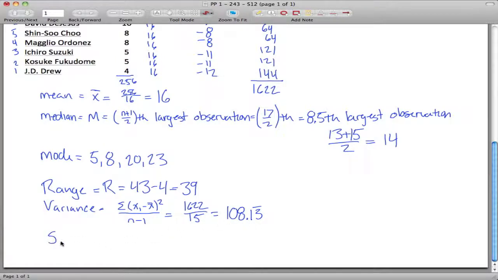And once you know the variance, you can figure out the standard deviation, because the standard deviation is just the square root of the variance. So if I take the square root of 108.13, it is approximately 10.4, 10.3987, depending on how many decimal places you want to carry. But you get something like that. And that is our last measure of dispersion. So we got 3 measures of central tendency and 3 measures of dispersion.